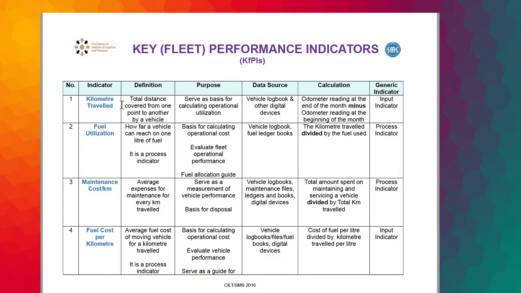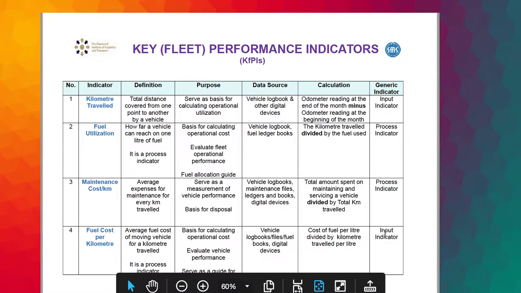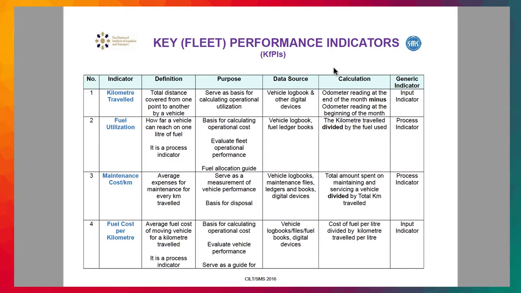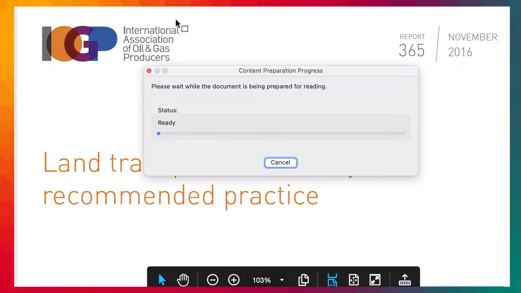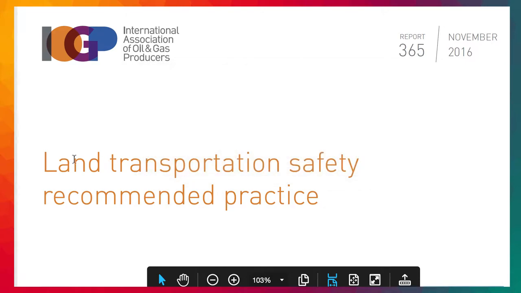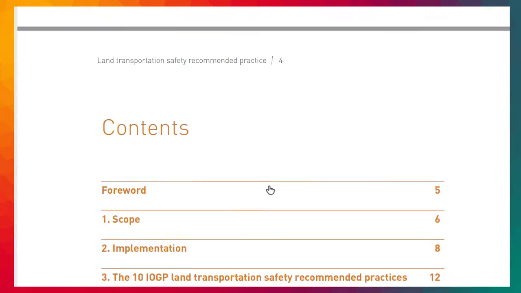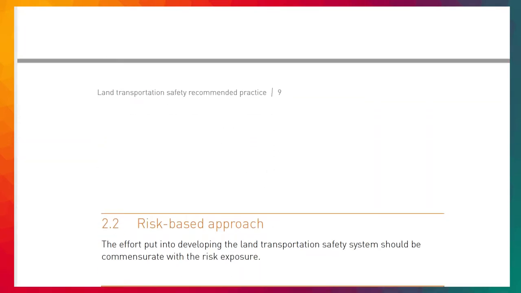As I was putting together a template based on these fleet KPIs, I thought it wise to introduce the safety aspect of it. Regarding the safety aspect of the template, I utilized the IOGP guidance note on land transportation safety, by the International Association of Oil and Gas Producers. We look at the land transportation safety recommended best practices. So I took time to decipher the relevant KPIs that you need to track if you want to ensure effective road transport management.